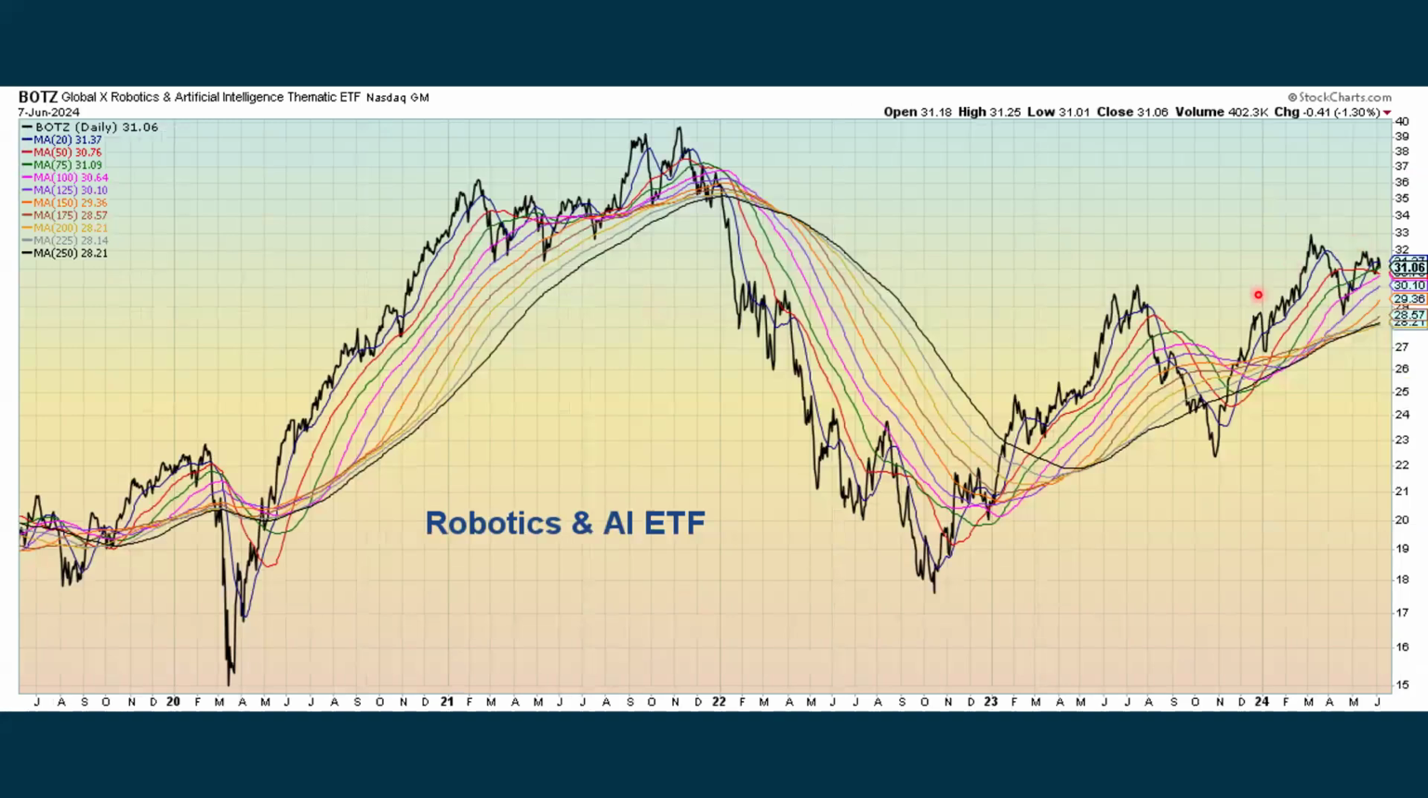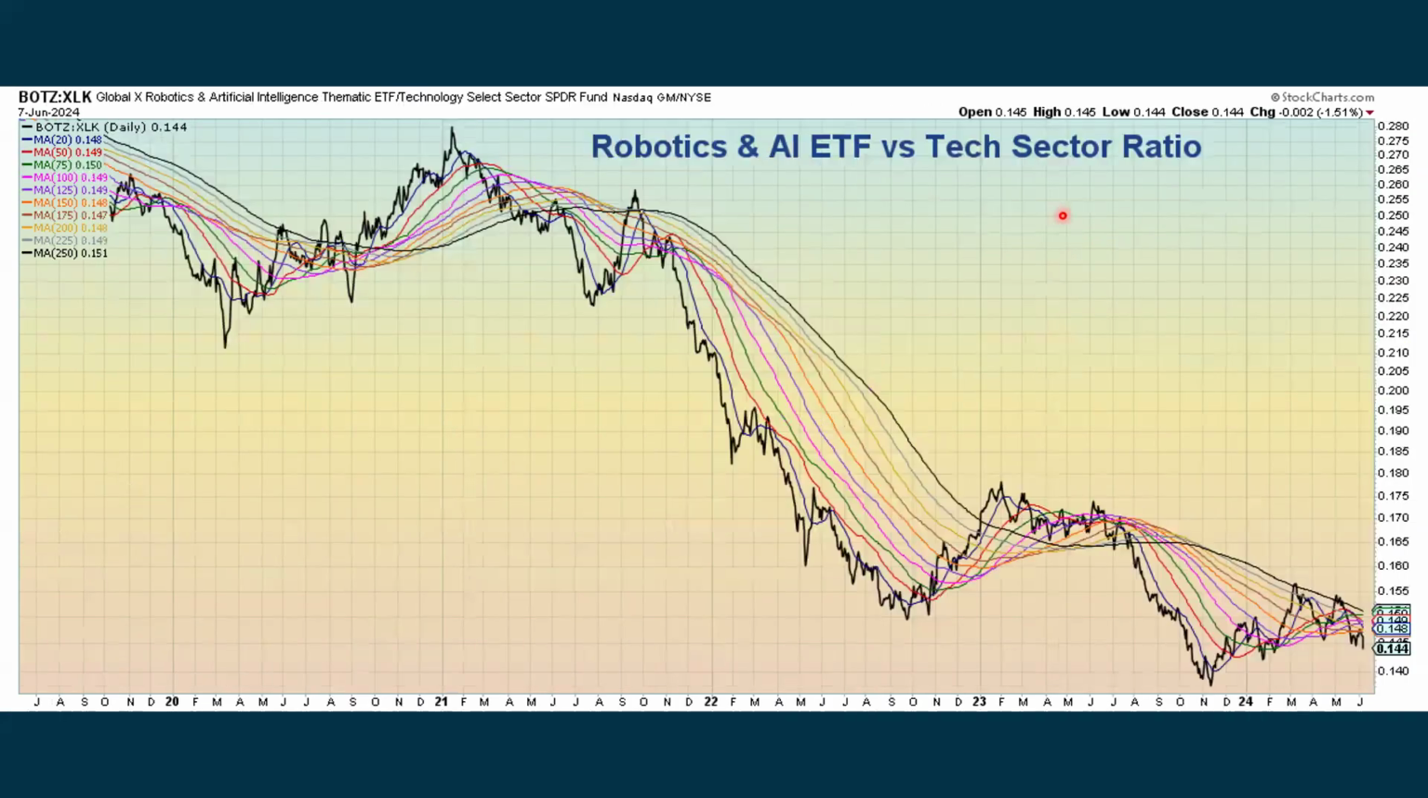Here's the robotics and AI ETF coming up outside of the rainbow. Not really breaking out, not setting new all-time highs, even though this is where the buzz is at these days. But when we compare it to the tech sector, the robotics AI ETF is actually underperforming, which might be kind of surprising. You would think with the environment that we're in, that we would be up top of the rainbow and actually breaking out. We're actually showing the opposite of that.